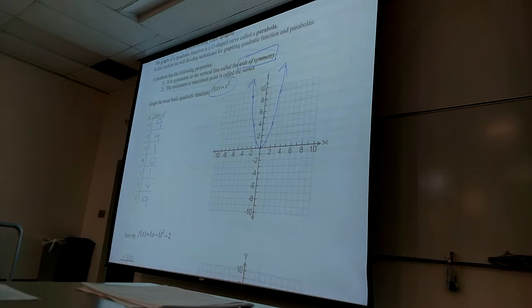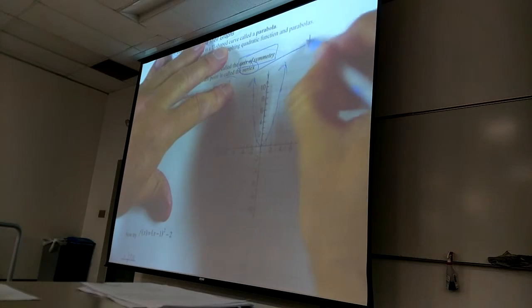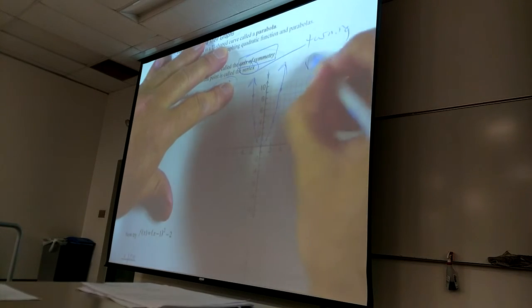What do you think the most important point is on that parabola in a sense? Yeah, and what happens at that 0, 0? That's where the graph does what? That's where the graph turns. So remarkably enough, math people are very creative. We said, let's call that the turning point. So this is called the vertex, but it's also called the turning point.